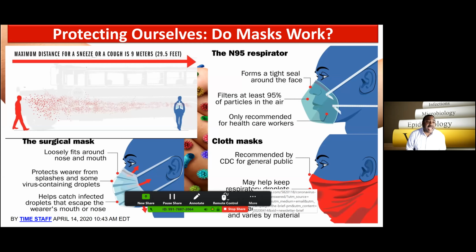But N95 masks are very different from what you see here. In fact, there was a case of a man who passed out driving in New Jersey and had a crash because he was wearing an N95 mask for too long. The N95 mask makes it very hard to breathe, so it's not something I would recommend people wear around in any case. And moreover, it's unlikely that you would be able to get one. And even if you get it, it has to be fitted.